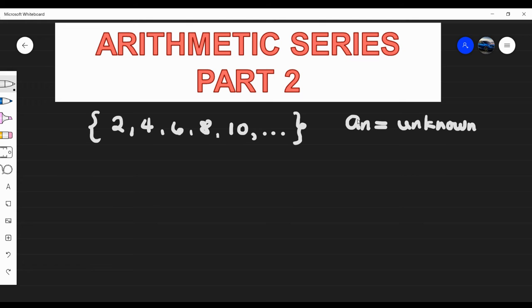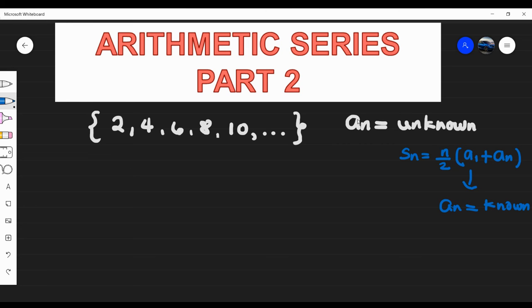So we're going to be using another formula, unlike the previous discussion. We used the formula S sub n is equal to n over 2 times the quantity a sub 1 plus a sub n. So what will be the difference between this formula and the new formula that we're going to be learning today? In this particular formula, a sub n is known, is given.